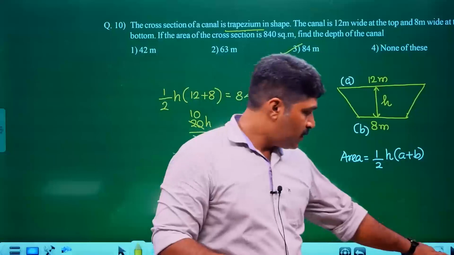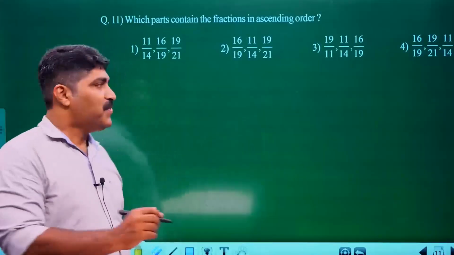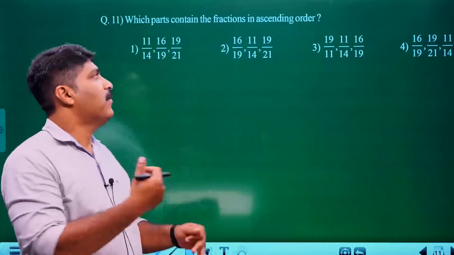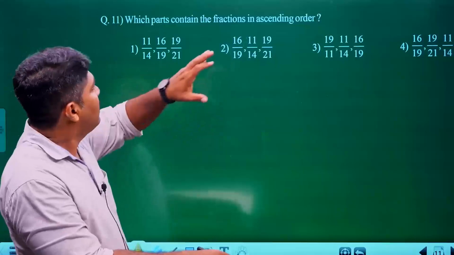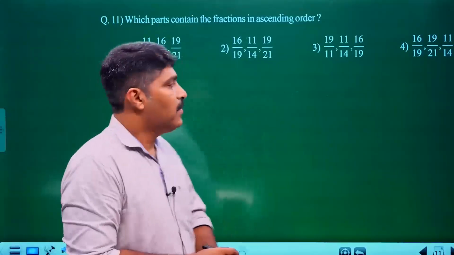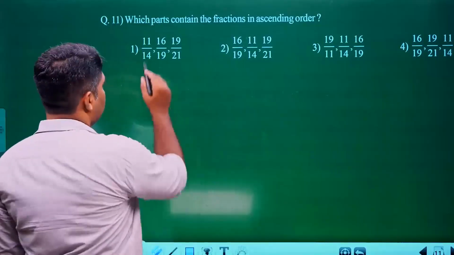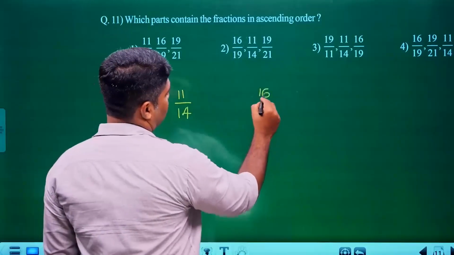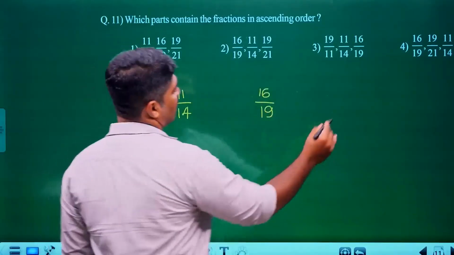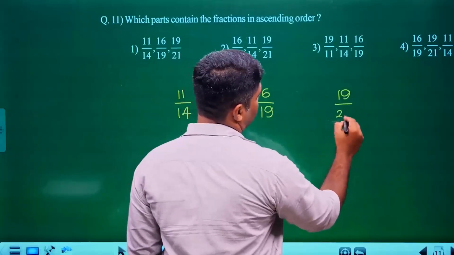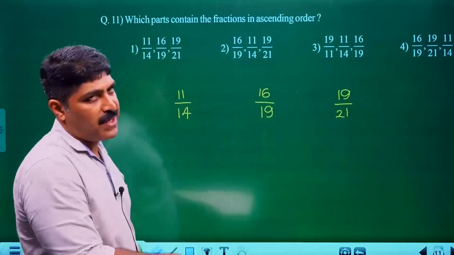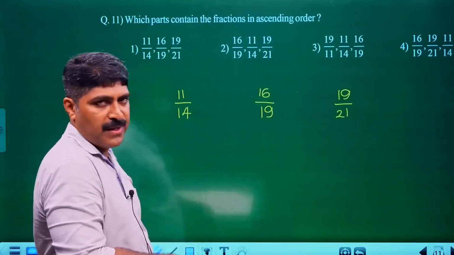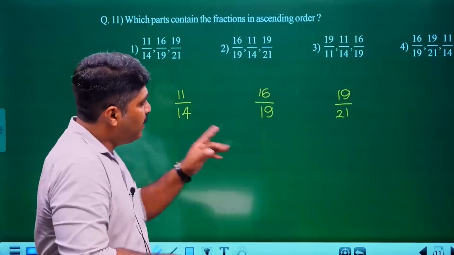Okay, then move to the next question. It's a tricky question, it's a comparison question. Which part contains the fractions in ascending order? Here we basically have 3 fractions. So consider those fractions individually. The first one is 11 by 14, the second one is 16 by 19, and the third one is 19 by 21. So we have to compare these 3 fractions. Do you have any idea how to compare the fractions? Either you have to make the denominators equal.